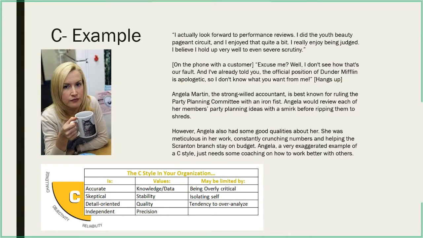She knows the official stance of Dunder Mifflin, and she's very detail-oriented, but she might be a little overly critical and over-analytical. Which can also be bad personally, because you never want to be too hard on yourself. So sometimes C's need to know that you need to be a little bit lighter on yourself. Take everything with a grain of salt. Don't be so hard on yourself.